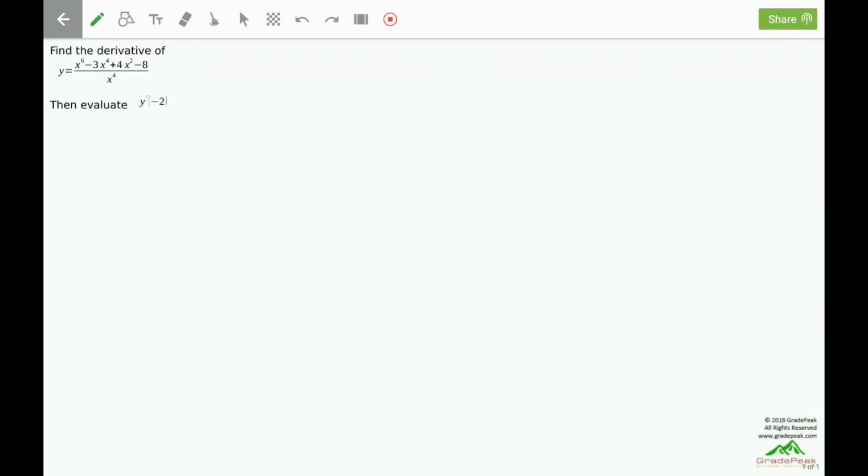Find the derivative of y equals x to the 6 minus 3x to the 4th plus 4x squared minus 8, all over x to the 4th. Then evaluate y prime of negative 2. Y here is the quotient of two functions, x to the 6 minus 3x to the 4th plus 4x squared minus 8, all over x to the 4th.